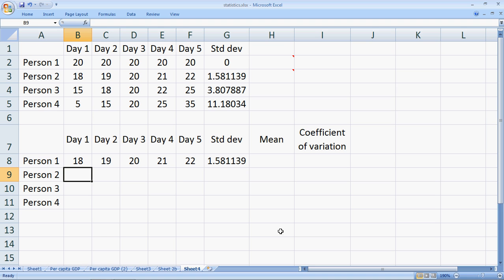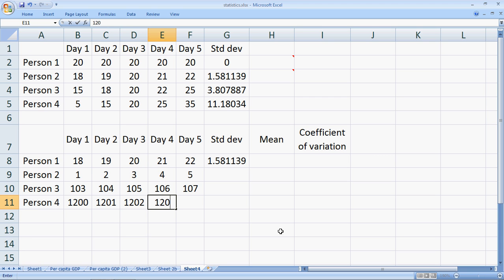This person is lazy. Makes 1 chair, 2 chairs, 3 chairs, 4 chairs, 5 chairs. Person 3 is a superwoman, and she makes 103 chairs, 104 chairs, 105 chairs, 106 chairs, and 107 chairs on any random days. Person 4 is a superman or a superwoman, using some automated machine, who makes say 1200 chairs on day 1, 1201 chairs on day 2, 1202 chairs on day 3, 1203 chairs on day 4, and 1204 chairs on day 5.